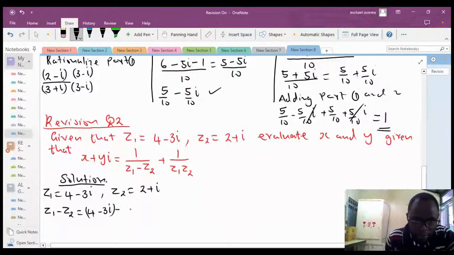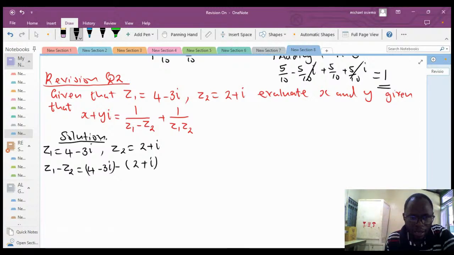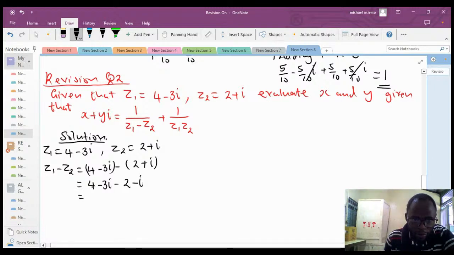minus (2 plus i). So you need to be very careful when performing the subtraction of two complex numbers, because subtraction is not commutative. So be careful, so that when you open up this bracket, you're going to have 4 minus 3i minus 2 minus i. So this will be equal to 4 minus 2, which is 2, then minus 3i minus 1i, it will be minus 4i.